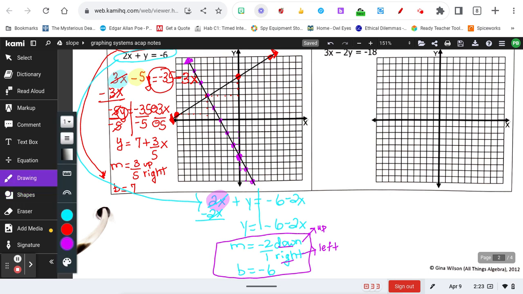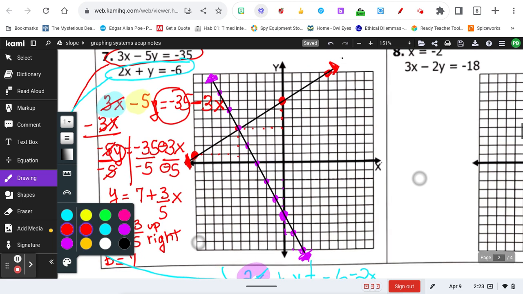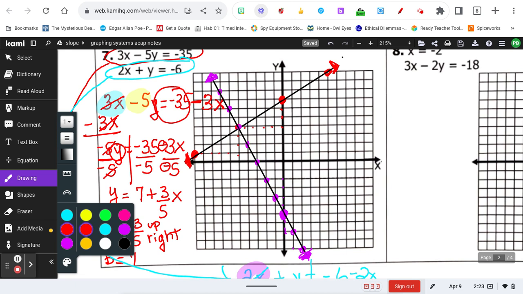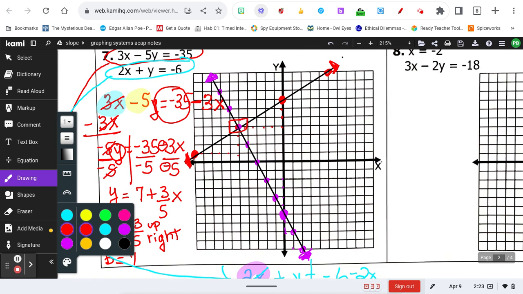So I'm able to tell that the point of intersection, I'm going to do it in red, is right here. So that's an x of 0, -1, -2, -3, -4, negative 5. That is an x of -5. And what is the y? So that's 0, 1, 2, 3, and 4. So a y of 4 and an x of -5. (-5, 4) is my solution.